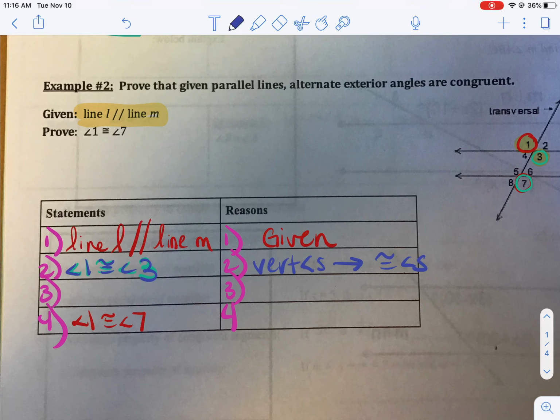Now, we're going to use angles to connect 1 and 7. We're going to use 3 as our middleman. So now we're going to say angle 3 is congruent to angle 7. And the reason for that is these angles are corresponding. Parallel lines tell us corresponding angles are congruent. Okay, so again, we're writing our statement, and then we're writing our reason to go with it.